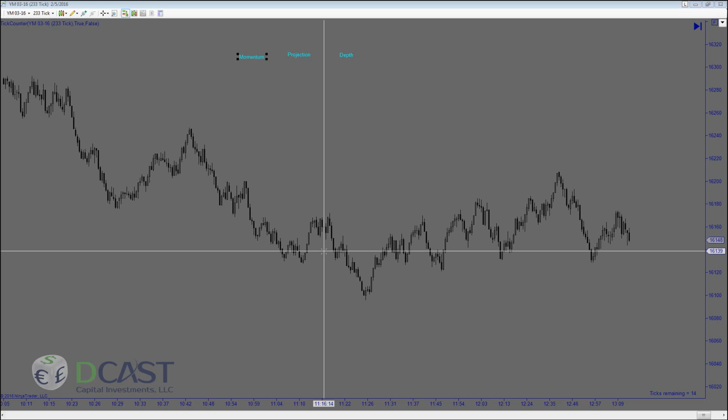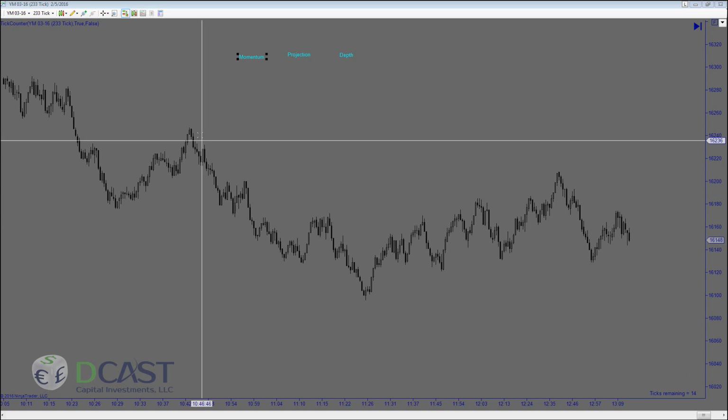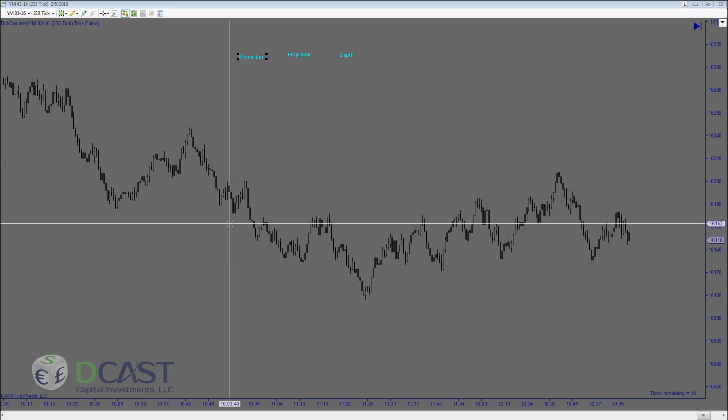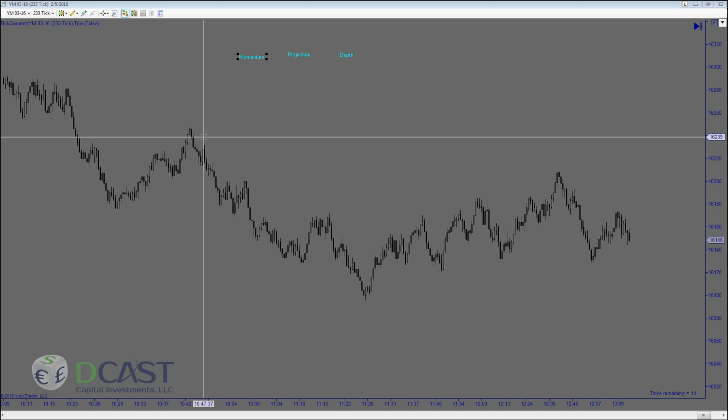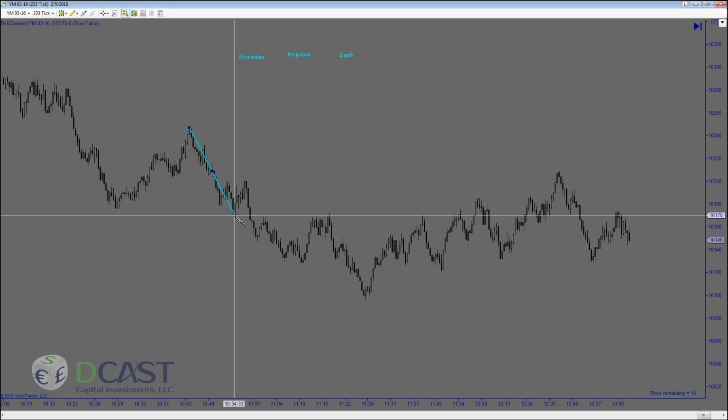Putting that aside, that's not how I look at momentum. I look at momentum by the angle by which price achieved that swing. Okay, so you want to pick the farthest to the left point and the farthest to the right point.